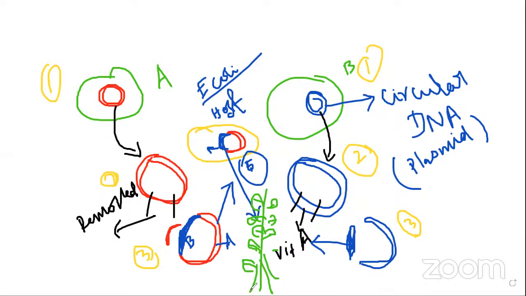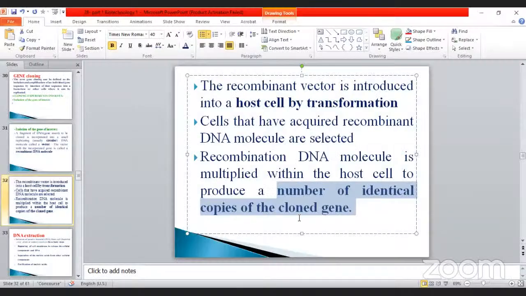Okay, are you clear now? This is very, very important, my dear students. This is very, very important, have it reported in your part. So you will get a number of identical copies of the cloned gene. Whichever gene is cloned inside the host, you will obtain the number of copies. How many copies we need, that many copies are produced inside the host only.